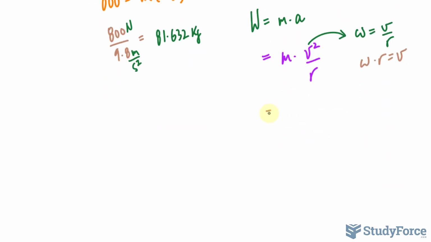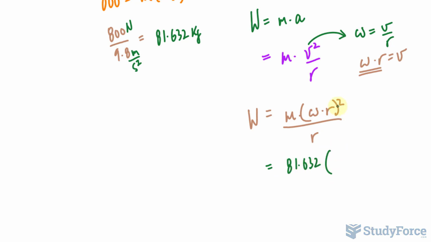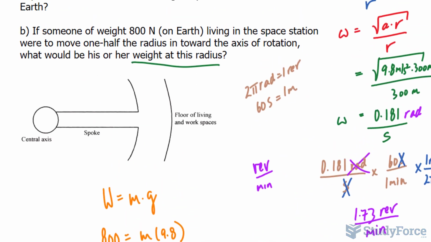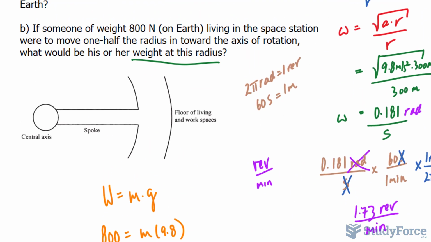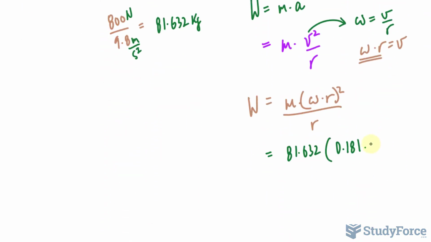Now I'm close to substituting values into this formula, but let me just replace this v with the following. So mass times omega times r raised to the power of 2 per r. That's equal to the person's weight. Now their mass, as we said earlier, is 81.632. The value for the angular velocity we found earlier to be 0.181. And the radius is cut in half, right? We're told that it's half the radius as before, so 150 raised to the power of 2 over 150.